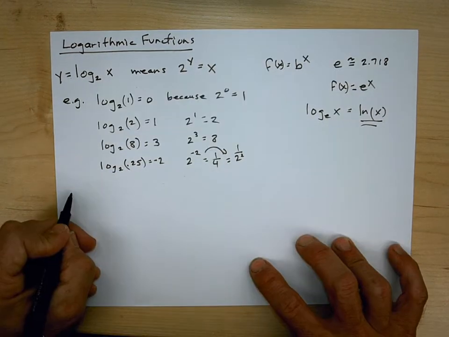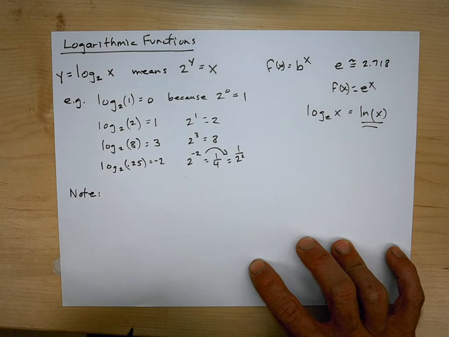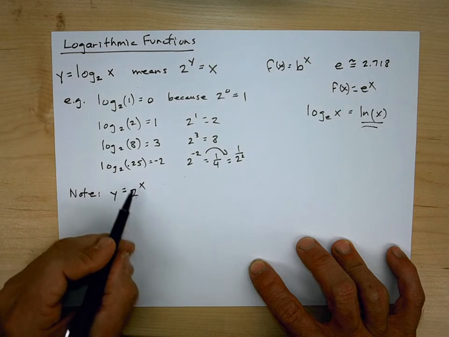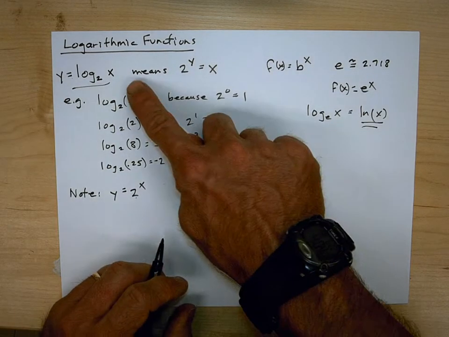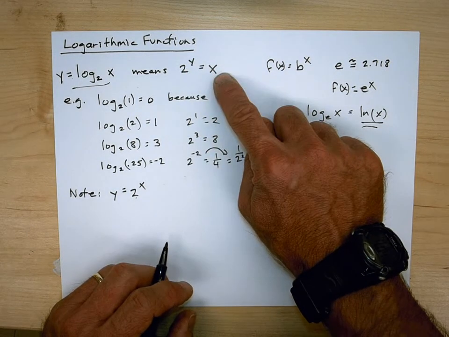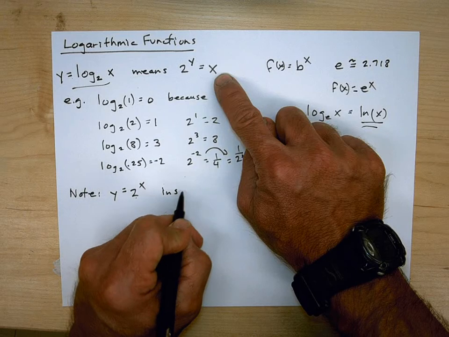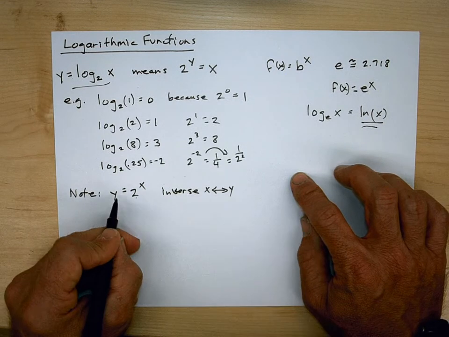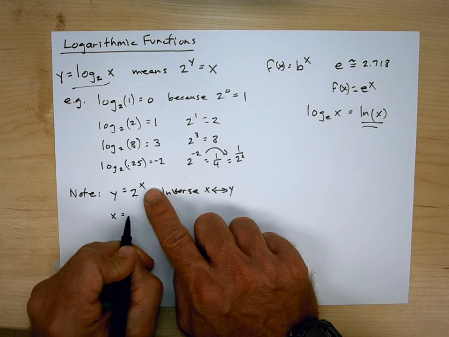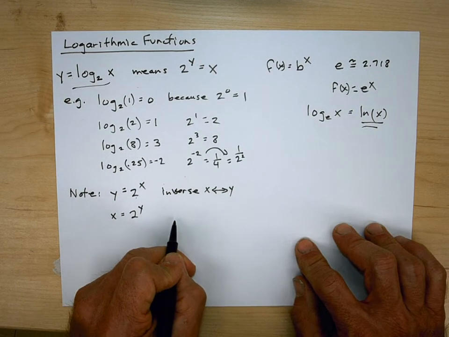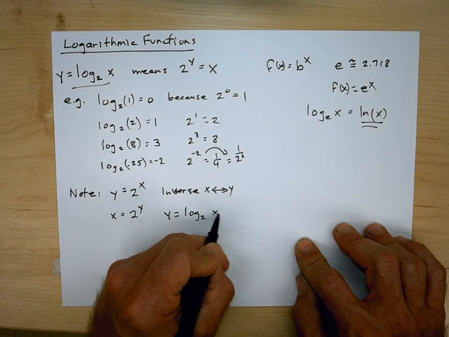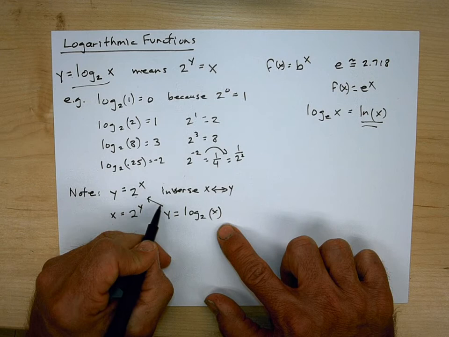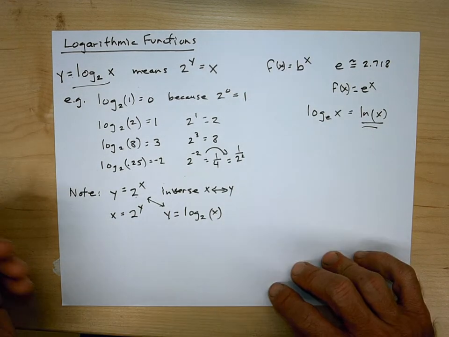The other thing, which I've kind of already said, is that y equals 2 to the x is the inverse of log base 2 of x. Notice that what this means is 2 to the y equals x, right? And to get an inverse, we switch the x and y. So if I wanted to find the inverse of this, I would switch x and y. x equals 2 to the y, which I could then rewrite as y equals log base 2 of x, because that's what it means. So if I switch x and y and rewrite it, that shows that these functions are inverses of each other, and it's true for any base.